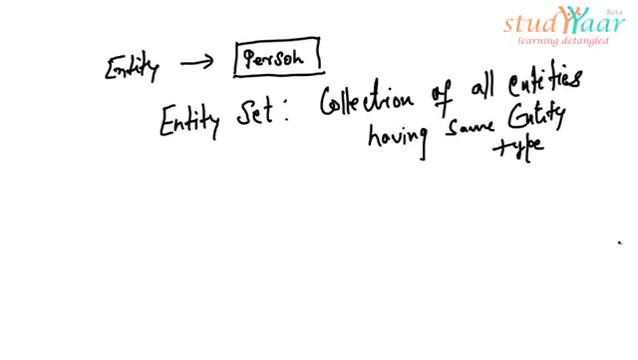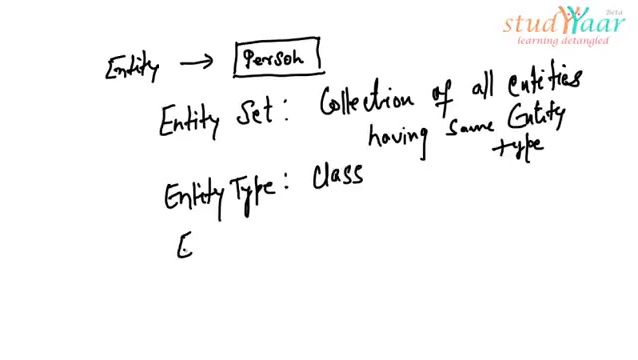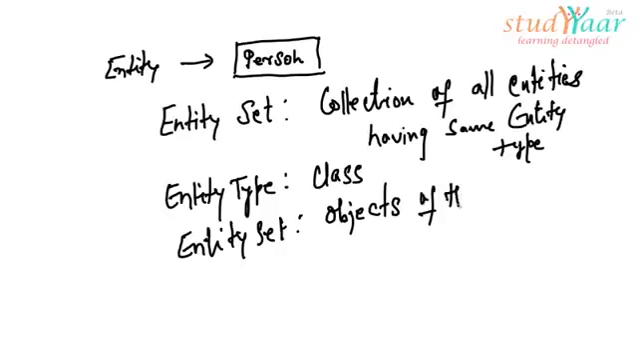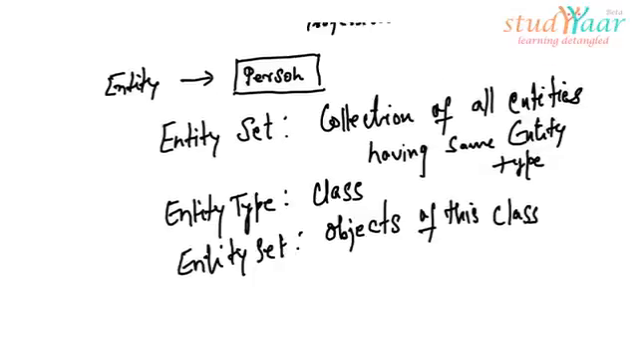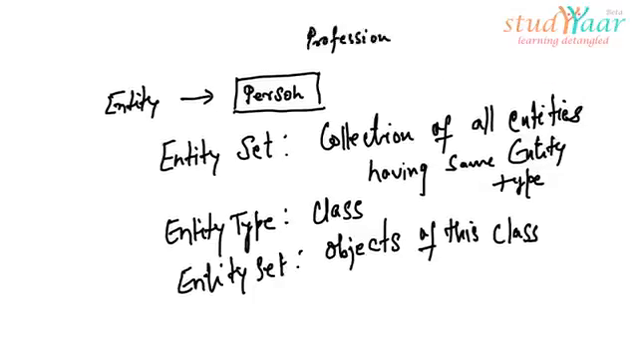You can think of it like this. Entity type is a class, and entity set is all the objects that have been created of this class.